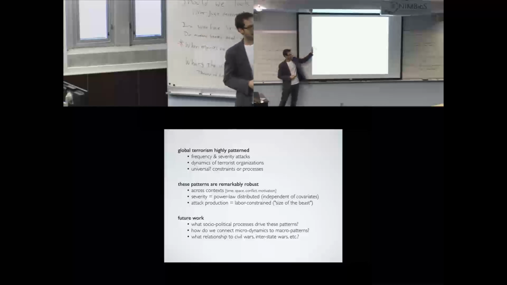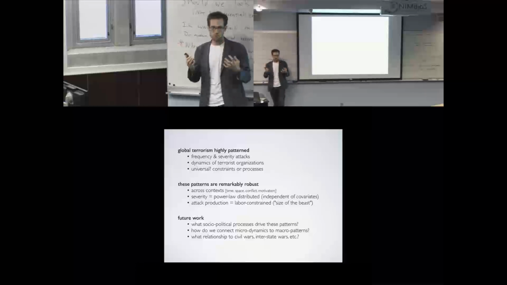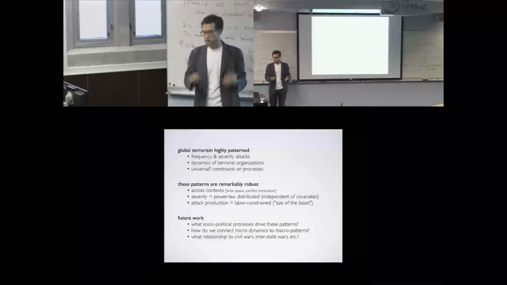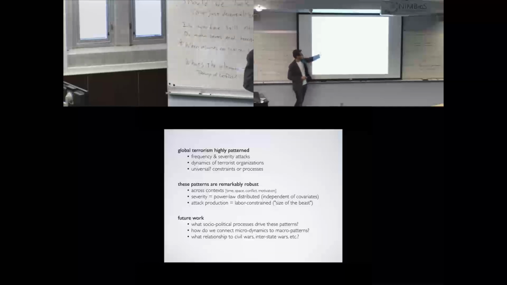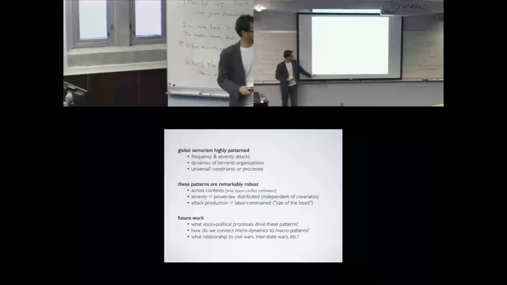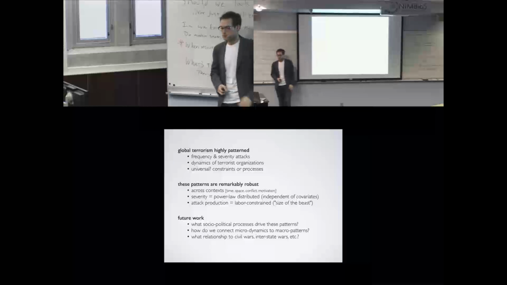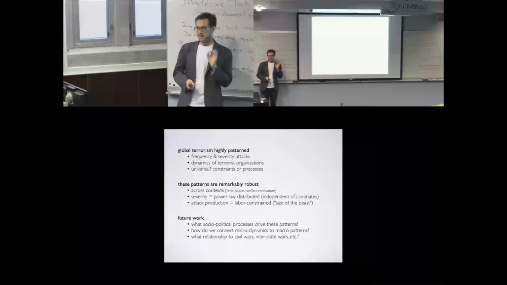What's interesting is that these patterns that we're finding here are remarkably robust, and that suggests that there might be real macro political or social mechanisms that produce these kinds of patterns. It tells us that we should really be thinking about attack production for these groups as this labor-constrained variable: more people, more attacks, essentially. But it also points to a lot of interesting questions for future work, mostly related to thinking about mechanisms. How do we unpack these ideas to figure out exactly what mechanisms are producing them?